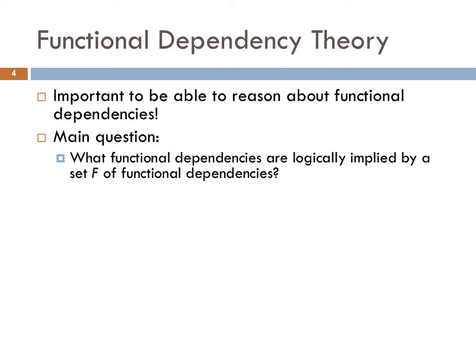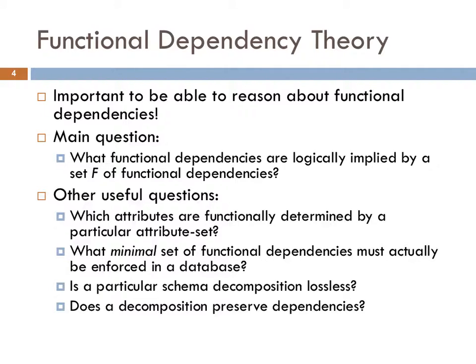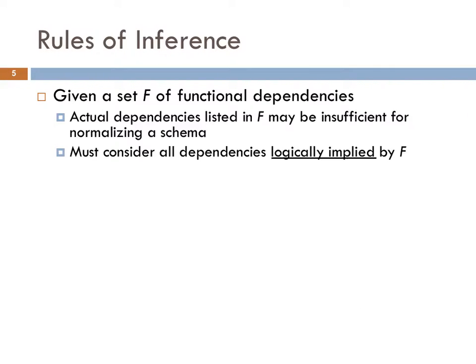Okay? So let me see what else I have here. Yeah, so which attributes are functionally determined by a particular attribute set? Now, you may not know why these questions are useful, but I'll try to show you as we go through this. What minimal set of functional dependencies must actually be enforced in a database? Is a particular schema decomposition lossless? Remember when we took that employee table and we chopped it in half, but we chopped it in half on employee name? That was a terrible idea, right? Because then when we tried to join it back together, we lost our minds, right? So that's an example of a lossy decomposition. Also, does a decomposition preserve dependencies?